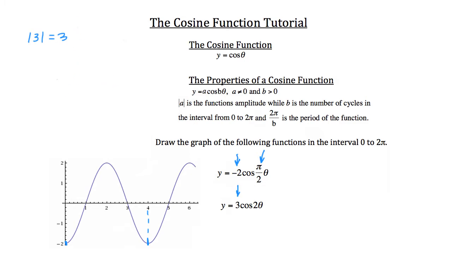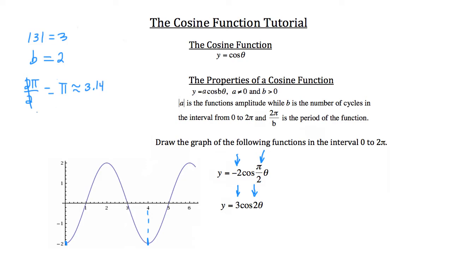Now we can take a look at our b. Our b value is what comes before the theta. In this case, it's simply 2. So b is equal to 2, and that's the number of cycles in the interval from 0 to 2 pi. Lastly, we'll plug that b value in to solve for the period of our function. So 2 pi divided by b, and our b is 2, is equal to our period. So 2 pi over 2, the 2's cancel. The period of our function must just be pi, which is roughly 3.14.